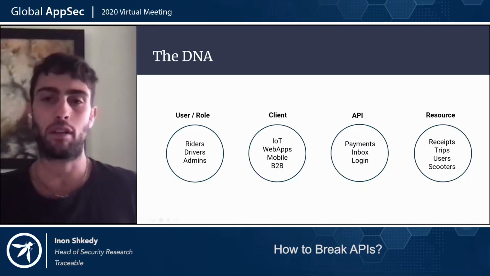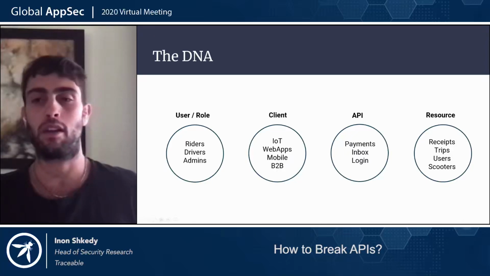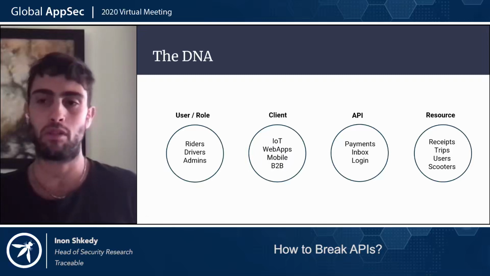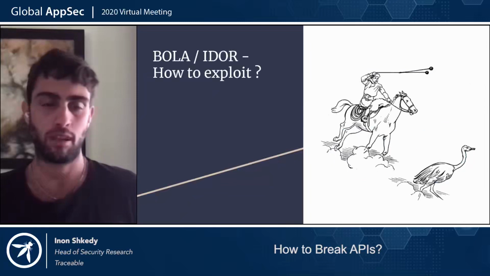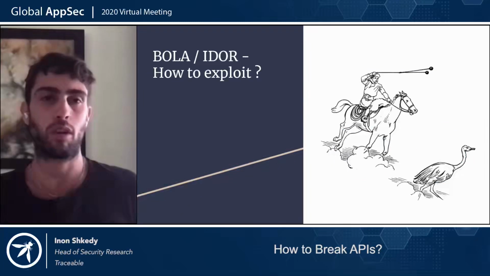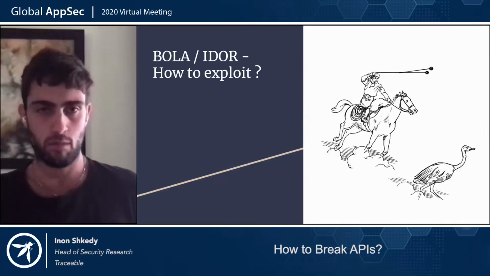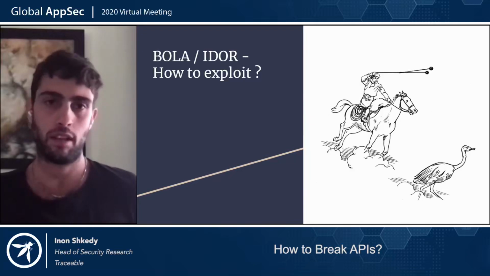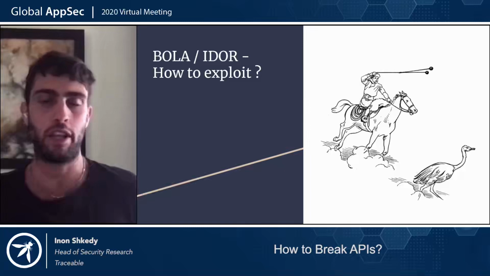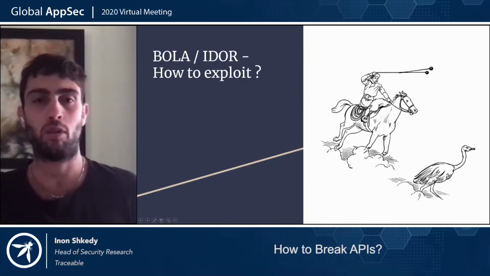And then you need to understand what the different APIs behind the scenes and the resources are. In the case of Uber, the resources would be the receipts, the trips, the users, and scooters, for example. If you understand this full picture, it would be much easier for you to understand the business logic and to expand the attack surface. So let's talk about broken object level authorization, which is IDOR, and how we can exploit it. And more than that, how we can leverage the DNA of the application in order to perform better exploitation and to find more potentially vulnerable endpoints.